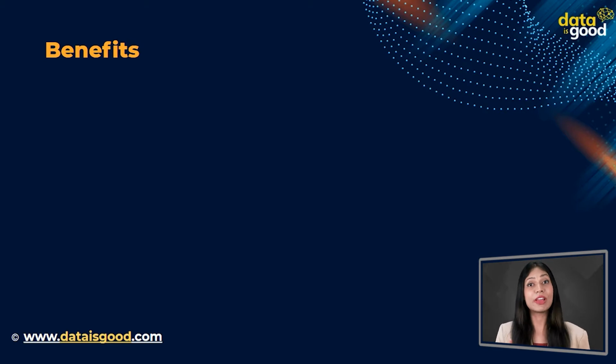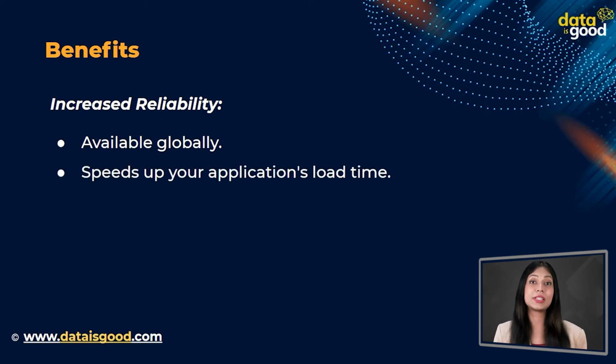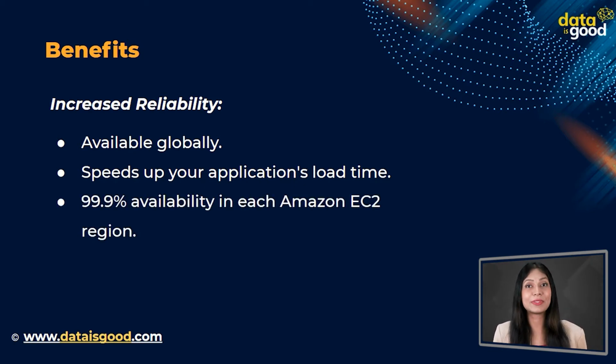So the very first benefit of using EC2 instances is increased reliability. The Amazon EC2 cloud system is available globally, allowing businesses to expand significantly. The global one-stop service speeds up your application's load time. Amazon EC2 provides 99.9% availability in each Amazon EC2 region. The services are highly dependable and instances can be easily and quickly replaced.